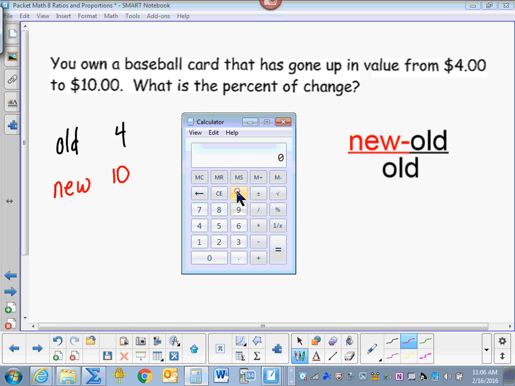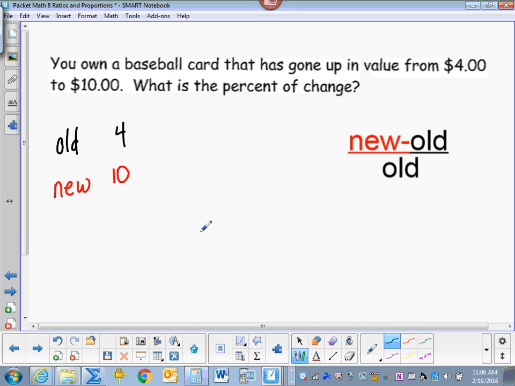using our calculator. The new amount of $10 minus the old amount of $4 equals, divided by the old amount of $4. So 1.5. So to change that to percent, we move the decimal 2 spots. And the percent of change is the price of that baseball card has increased 150%.